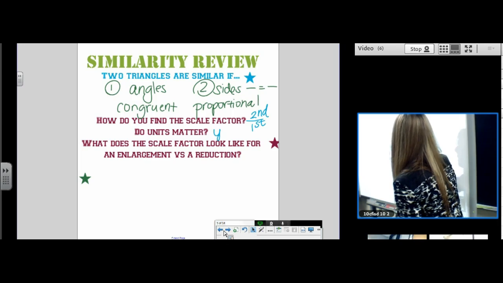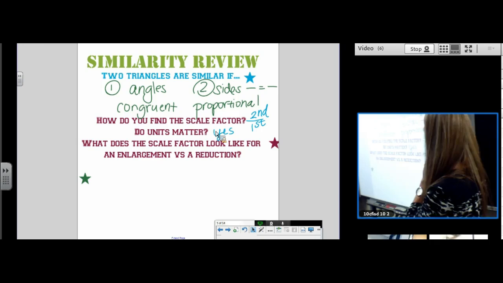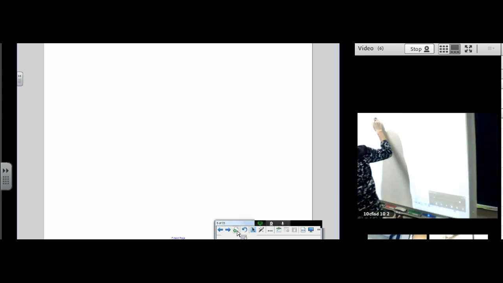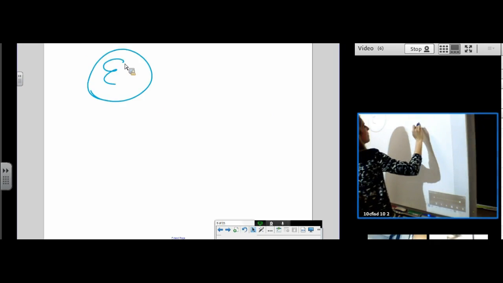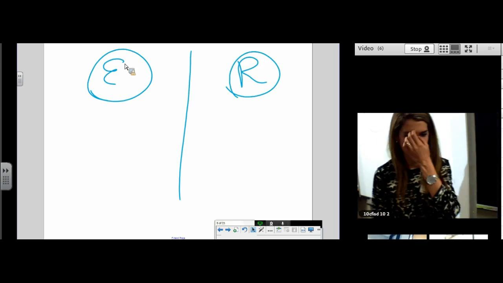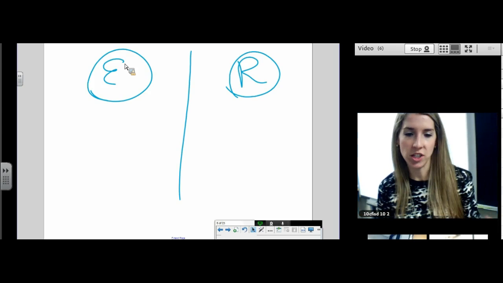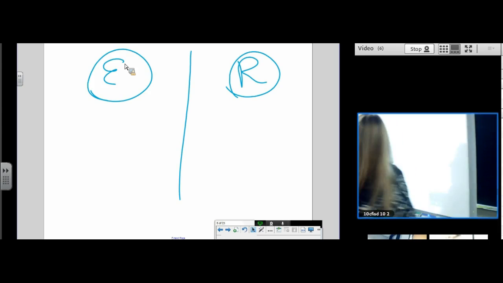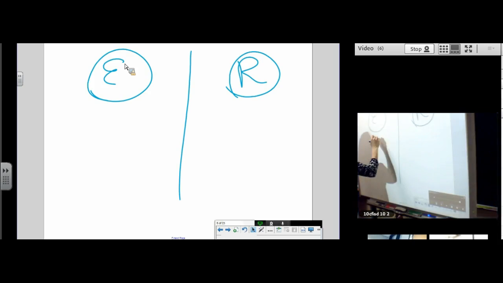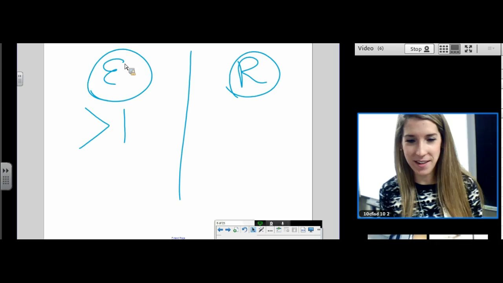That was a yes. What does the scale factor look like for an enlargement versus a reduction? So what does it look like for an enlargement? What does it look like for a reduction? Okay, if your shape is getting bigger, what should your scale factor look like? Good. Your scale factor needs to be greater than 1. What should it look like if it's a reduction?